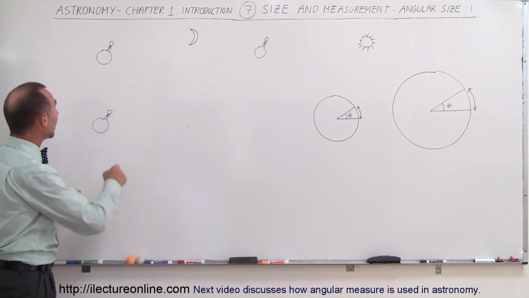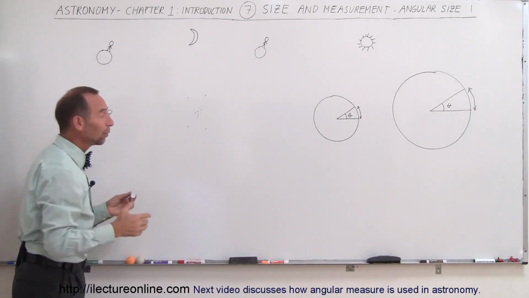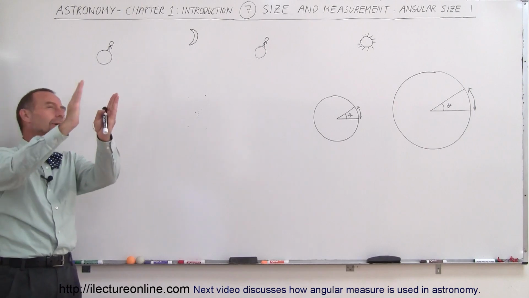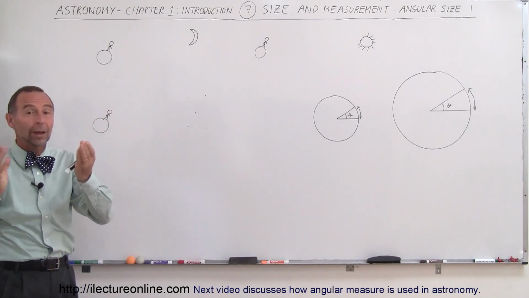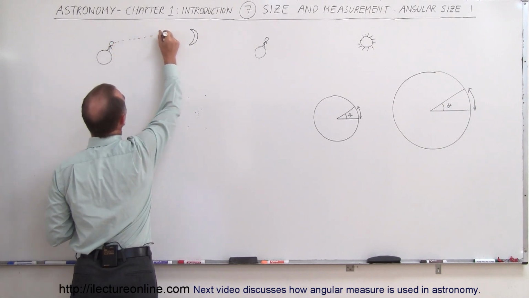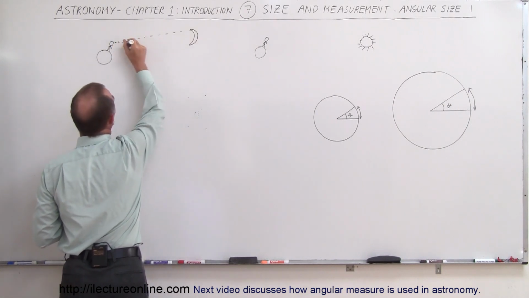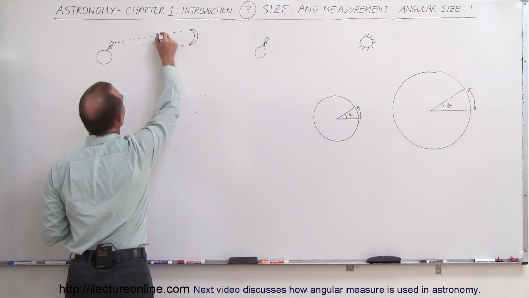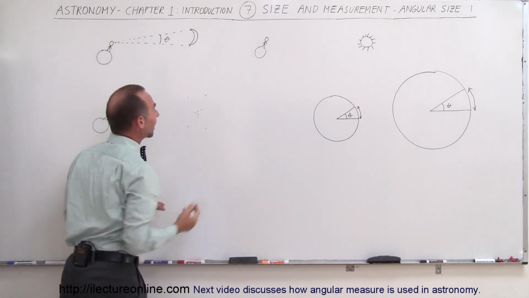For example, let's say that we are looking at the moon and we're wondering, well, how big does the moon look? And you're looking at, oh, it looks about that big. But really, the way to measure it is to say, okay, if I draw a line from where I'm looking to the top of the moon, and I draw a line from where I'm looking to the bottom of the moon, notice that this then makes up an angle. Let's call it angle theta.